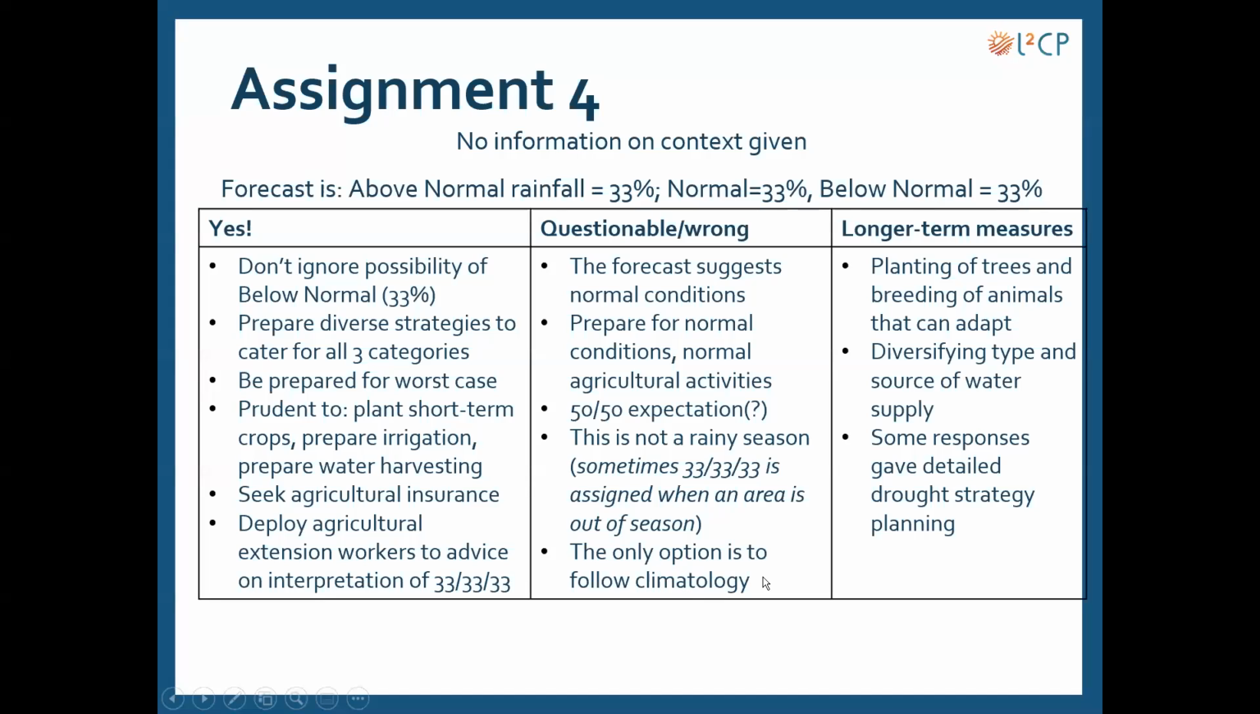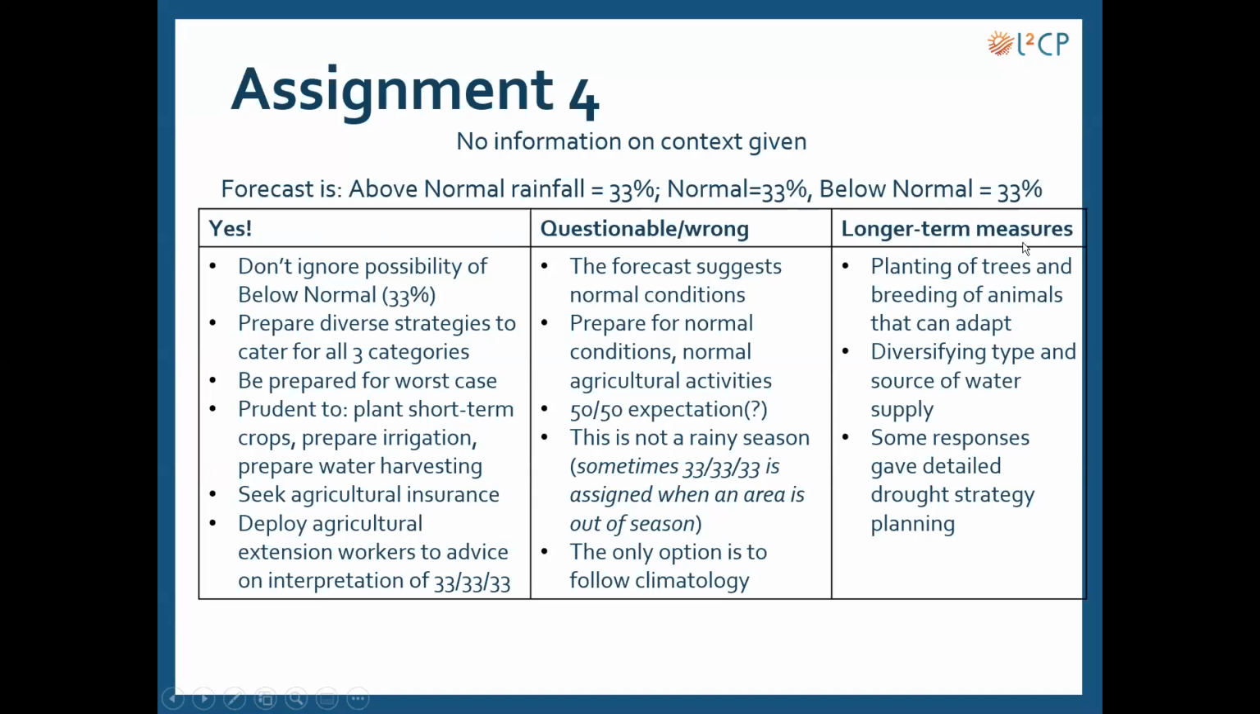Someone else said the only option is to follow climatology, which kind of is true in the sense that, if you want to know the probabilities of the three terciles, that will tell you 33, 33, 33, but it's not really telling your stakeholder anything new, I think. So I think the kinds of responses on the left are better.